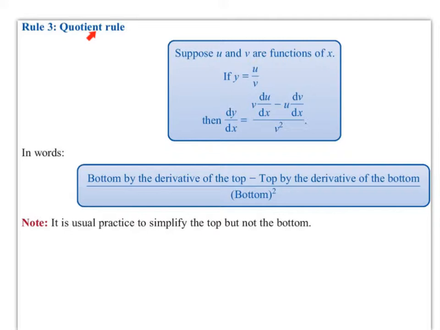Rule 3, the quotient rule. Suppose u and v are functions of x. If y equals u divided by v, then dy/dx is equal to v times du/dx minus u times dv/dx, all divided by v squared. In words, the bottom by the derivative of the top minus the top by the derivative of the bottom, all divided by the bottom squared.